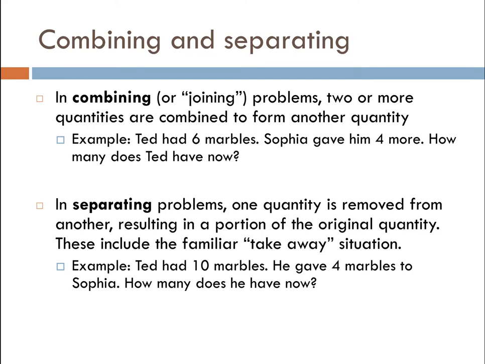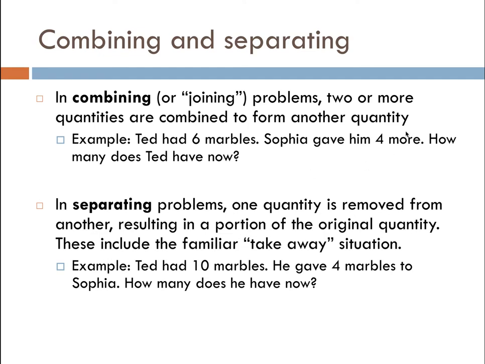So for word problems or story problems, you can think about the problem as a combining situation or a separating situation. In combining or joining problems, two or more quantities are combined to form another quantity. So it's joining or combining problems because you are combining things together. For example, Ted had 6 marbles. Sophia gave him 4 more. How many does Ted have now?